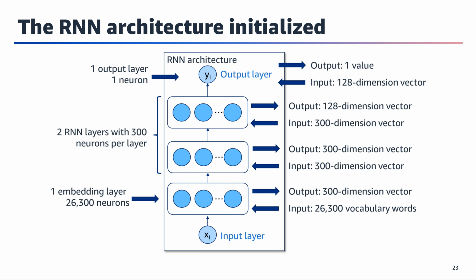Once initialized, we have the RNN architecture. This slide contains the typical RNN architecture with input layer Xi, output layer Yi, and one embedding layer of 26,300 neurons. The architecture also has two RNN layers with 300 neurons in each layer.